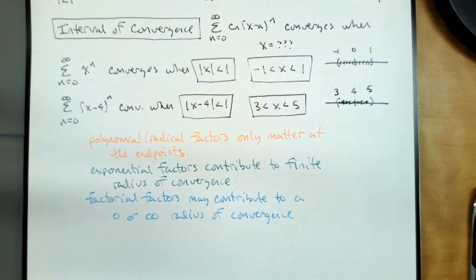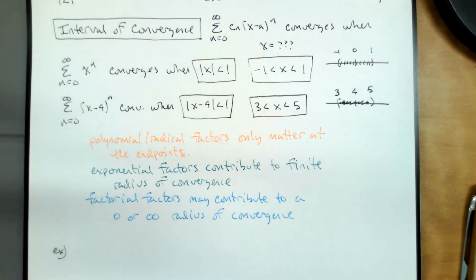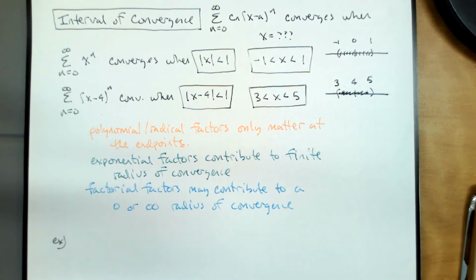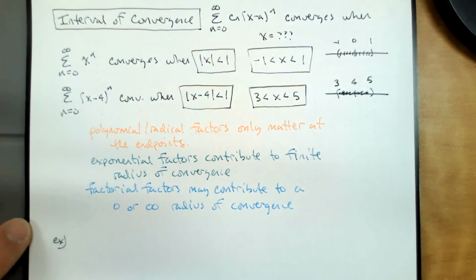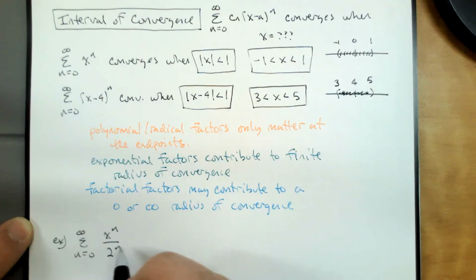So let's do some more examples. I want to start by looking at the exponential factors contributing to the finite radius of convergence and how that will show up. So I'm going to take the examples that we had before, and I'm going to throw in additional exponential factors. For example, let's suppose that we have the sum, n goes from 0 to infinity, of x to the n divided by 2 to the n.